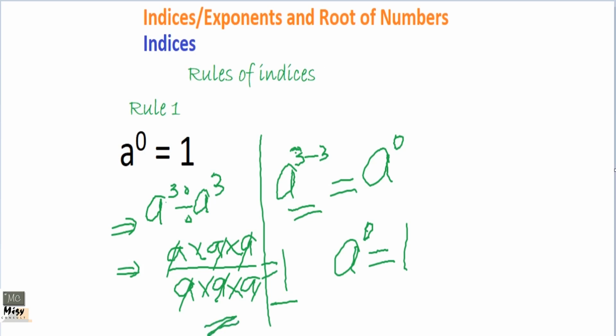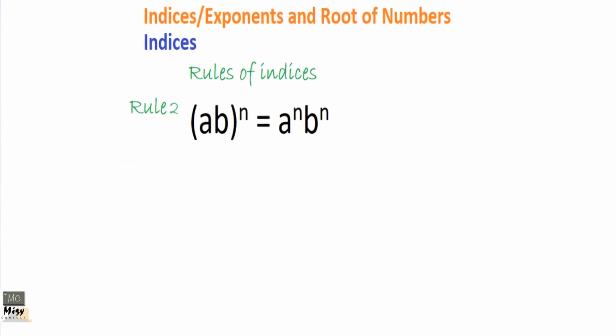With the rule, we know that a raised to the power m divided by a raised to the power n is a raised to the power m minus n. But this time around, we are lucky we were able to break it down this way. So this is how we prove that. Okay, so let's see the next law.